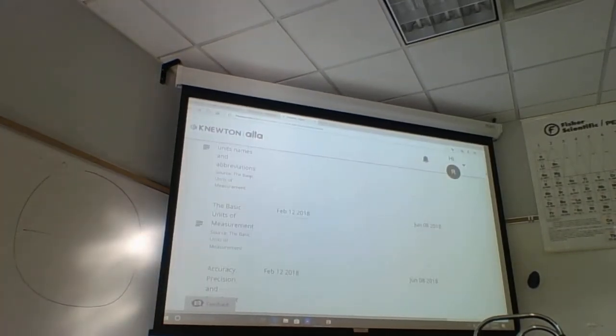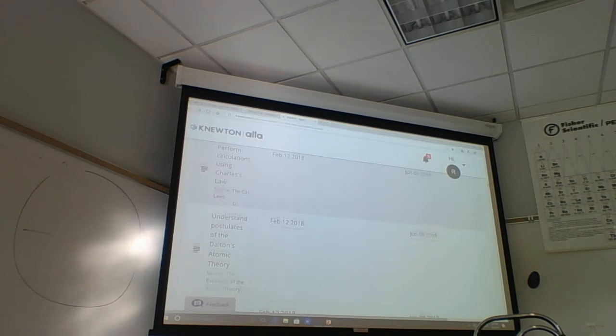The basic units of measurement, accuracy, precision, and significant figures, use of Fahrenheit, Celsius, problem solving, unit conversion, dimensional analysis, density, kinetic molecular theory, gas pressure, Boyle's law, Charles' law, Dalton's atomic theory. Okay, up to this point is chapter 4.